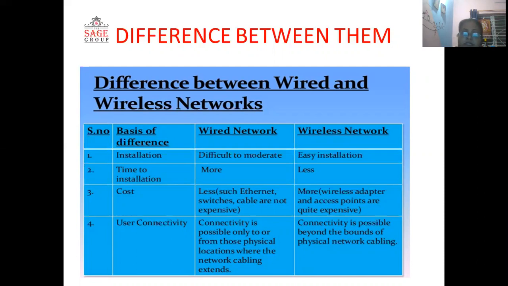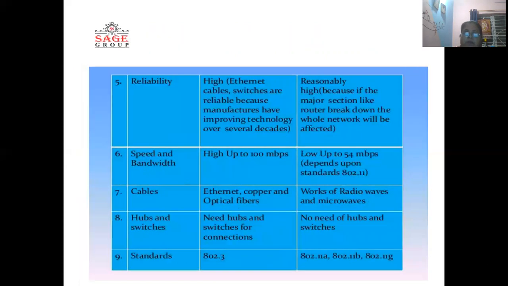In terms of connectivity, in a wired network it is possible only from those physical locations where the network cabling can extend. Whereas in a wireless network, connectivity is possible beyond the bounds of physical cabling. In terms of reliability, it is high in wired networks as Ethernet cables and switches are reliable because manufacturers have been improving the technology over several decades. Whereas in wireless communication, it is reasonably high, because if major sections like the router break down, the whole network will be affected.